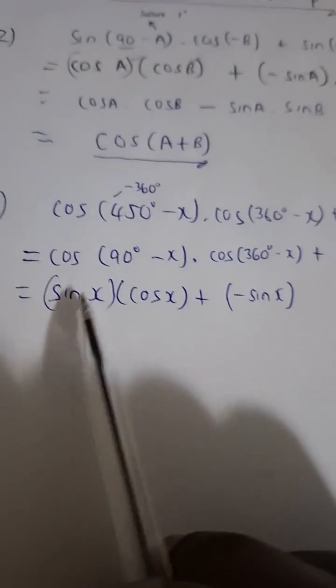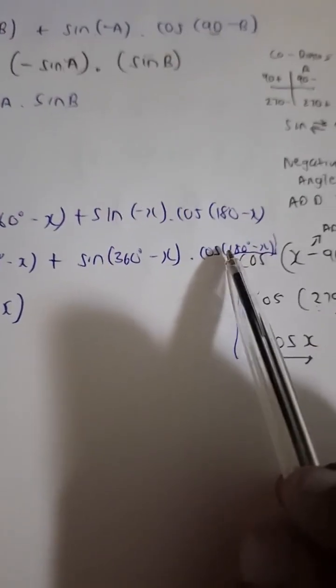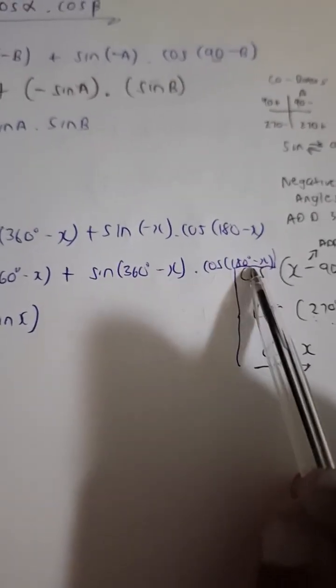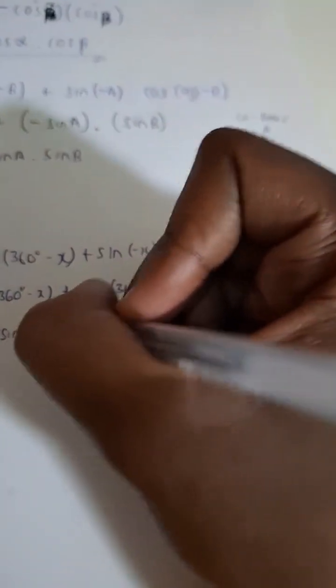How many marks so far? 1, 2, 3 marks. Okay, 4. Guys, the marks I'm just collecting. Cos 180 minus x. 180 minus is in the second quadrant. How is cos? Cos is also negative.